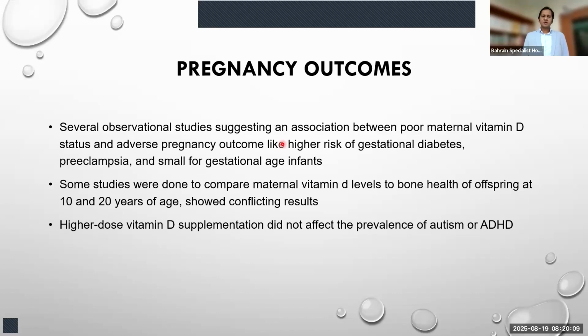If we talk about pregnancy outcomes, many studies have been done, and it has been shown that poor maternal vitamin D is associated with adverse pregnancy outcomes like gestational diabetes, preeclampsia, and small for gestational age infants. If we talk about offspring, the children were followed up to the age of 10 and 20 years, and it has been seen that maternal low vitamin D was associated with poor bone health at the age of 20 years. So maintaining vitamin D in the mother is important for the well-being of the child also.